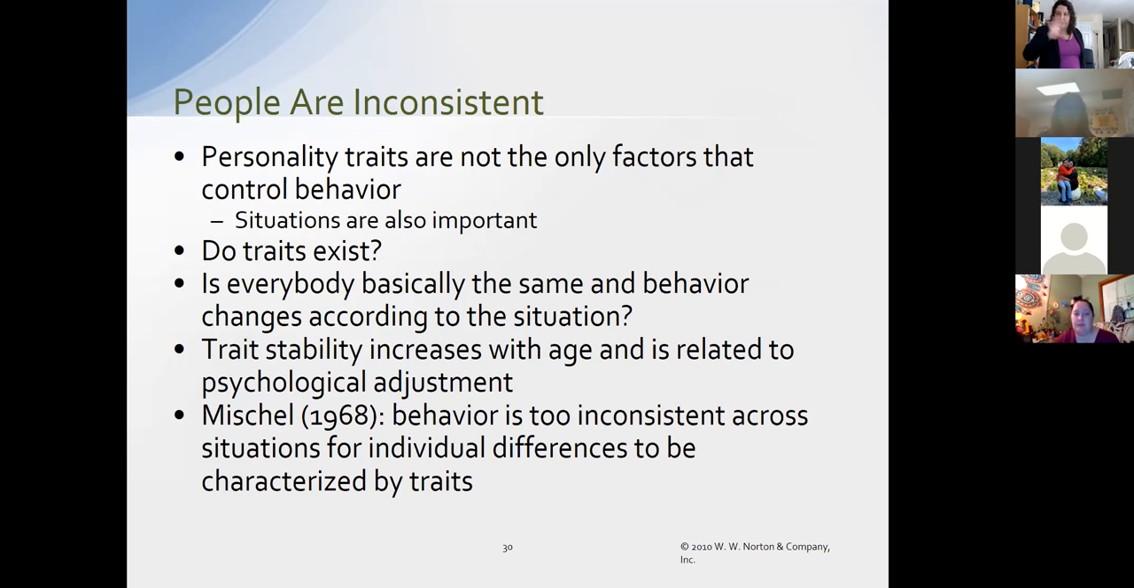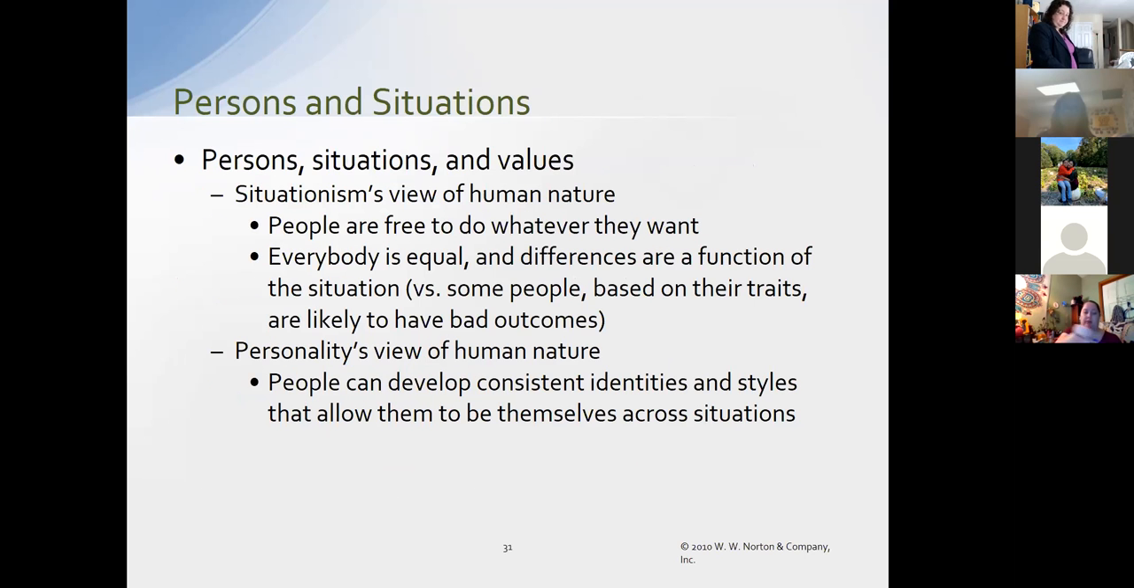And Mischel, who you will read for Wednesday, said that behavior is too inconsistent across situations for individual differences to be characterized by traits. So he didn't buy into this at all. So you really get two sides of the coin in your readings for Wednesday. In terms of focusing on situationism, people are free to do whatever they want. Everybody's equal, and differences are a function of the situation rather than the person is the argument here.